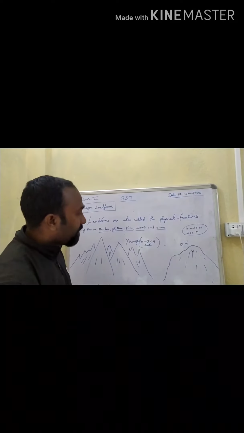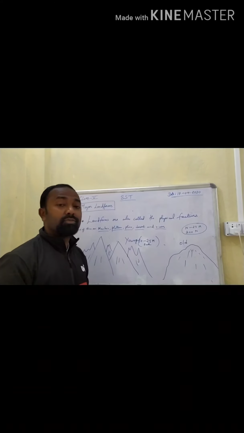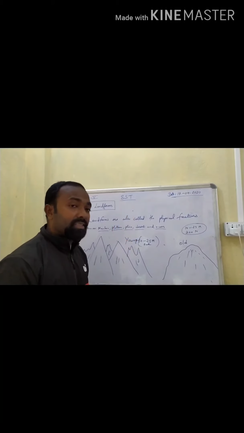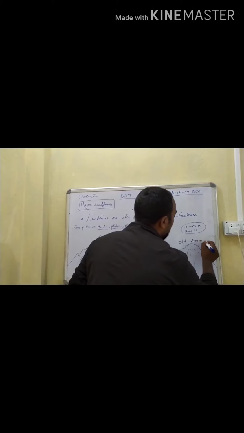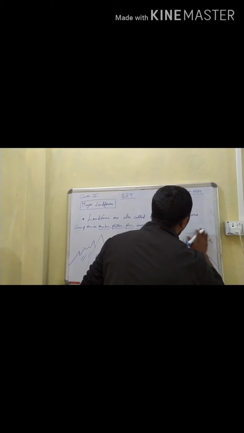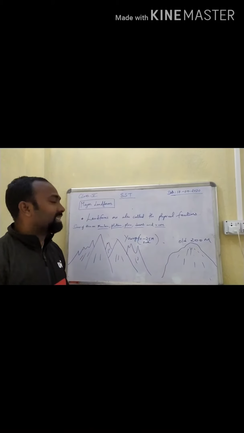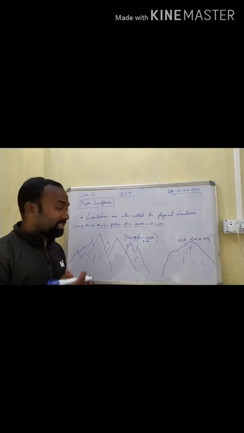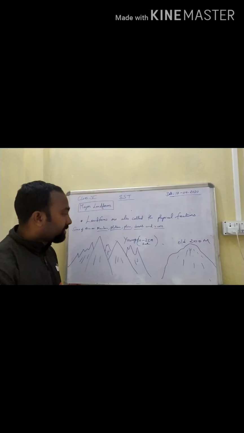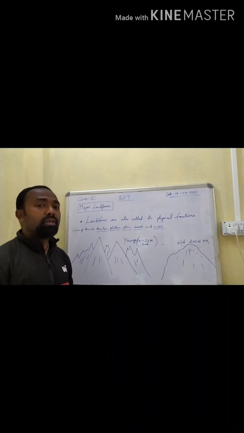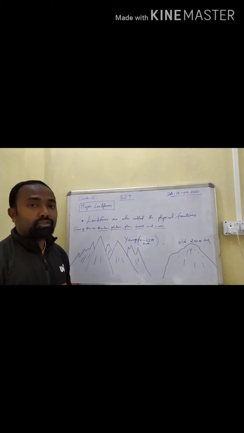And when we talk about the old mountain, it is a mountain that was formed many millions of years back. That means more than 200 million years back. Okay? So this is the basic difference, or we can say this is the main difference between the two mountains. As you can see in the picture also, it will make you understand more. Visually you can see that there is a difference between these two mountains.